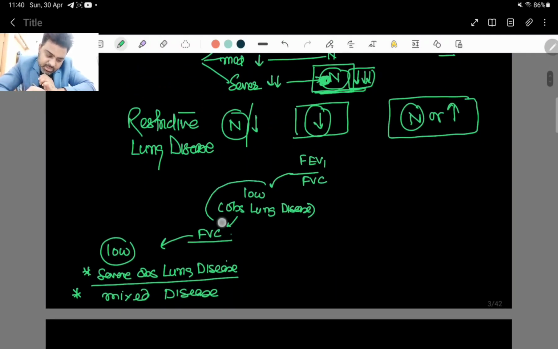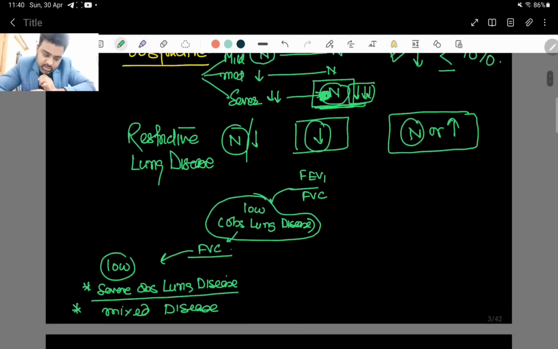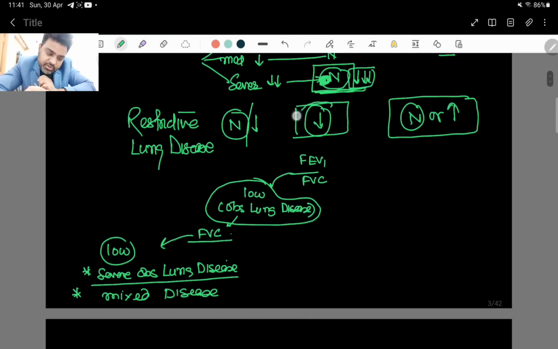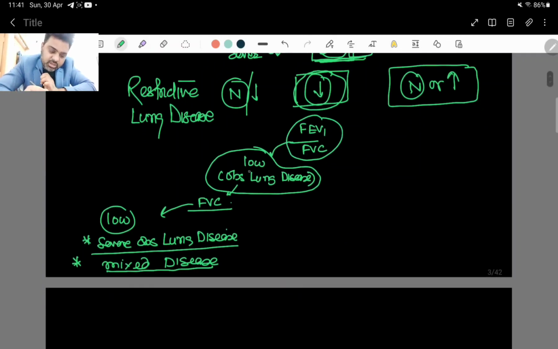FEV1 by FVC is low, that means it is sure that it is an obstructive lung disease. And one point we have known that FVC is also low, so FVC can be low in obstructive lung disease if it is severe. Second, FVC is low if it is a restrictive lung disease. So that can be a possibility that this patient also has a restrictive lung disease. So how to differentiate between these two, we'll see later. So now first we'll see FEV1 by FVC low, that means the patient has an obstructive lung disease. Second, we will see FVC. If FVC is low, then there can be two possibilities. One, it can be a severe obstructive lung disease, or it can be a mixed disorder.